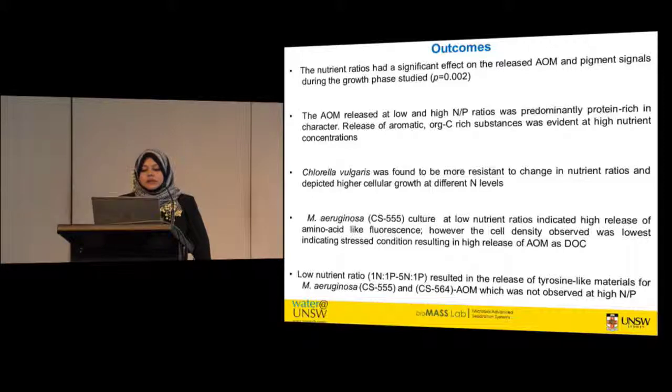We found that Chlorella was more resistant to change in nutrient ratios and depicted higher cellular growth at different nitrogen levels. And also CS555 culture at low nutrient indicated higher release of amino acids. However, the cell density observed was lowest, indicating it was basically a stress condition resulting in the release of higher AOM and DOC. And also at lower nutrient ratio, this is 1 to 5, there was a release of tyrosine-like material for both of the cyanobacterial species that was not observed at higher nitrogen to phosphorus ratio.